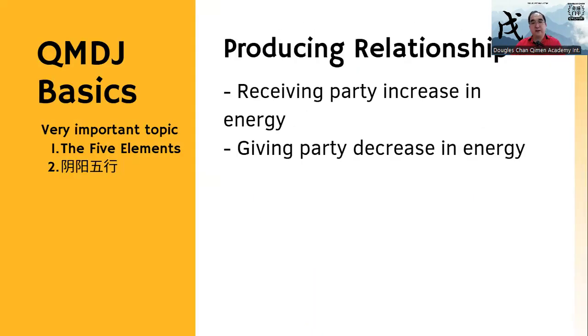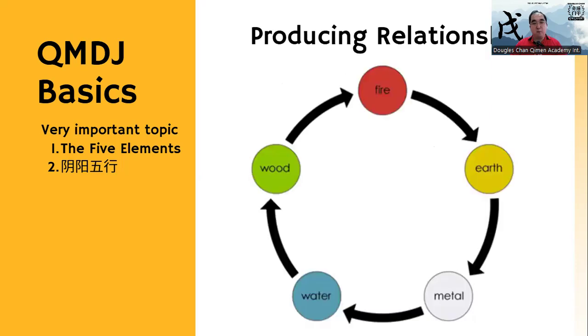In the producing relationship, the receiving party increases in energy, and the giving party decreases in energy. In our context, to make life easy, we use numbers. If I produce you, you will increase from your original 100% to 150%. I myself, when I produce you, will decrease in energy, from 100% down to 80%. This will go on depending on which element is producing which element. The cycle will always be consistent, which means the fire will always produce earth. The earth will not produce fire. The earth will also produce metal, and the metal produces water. This entire cycle will not change.